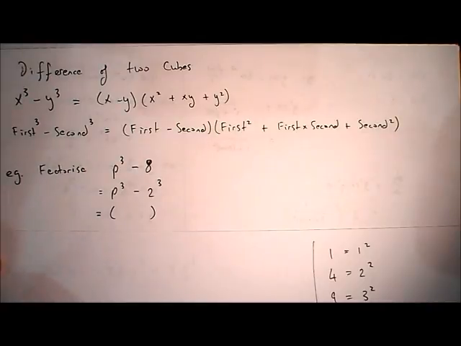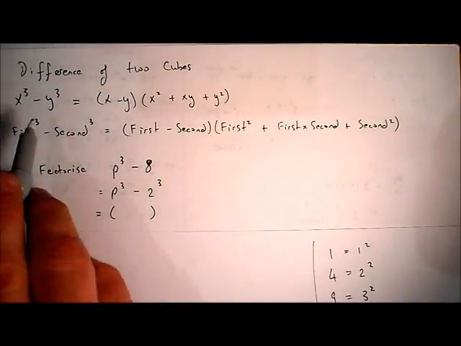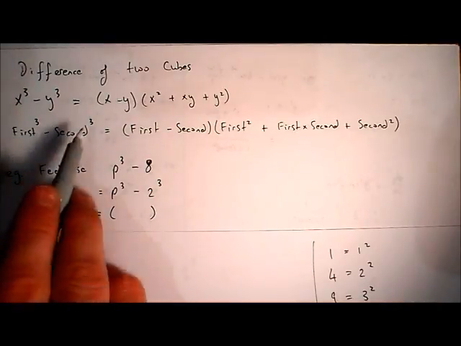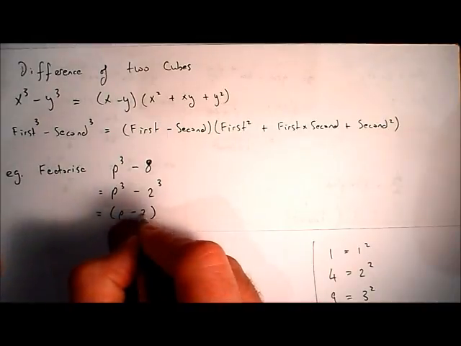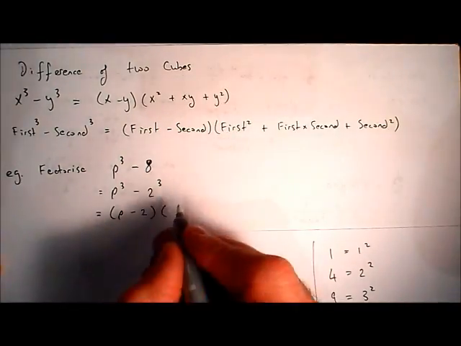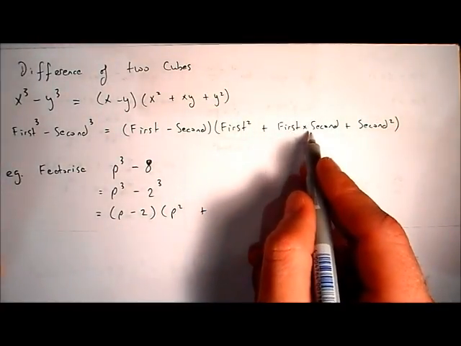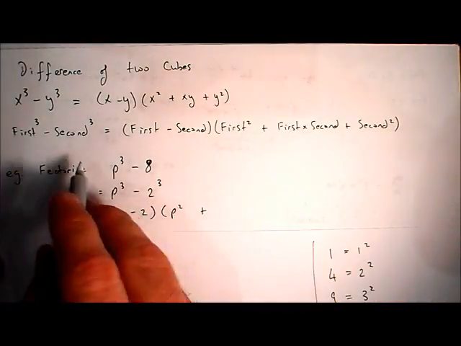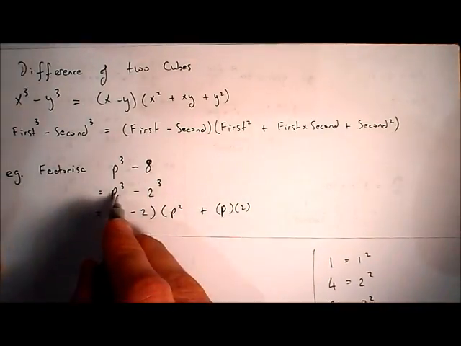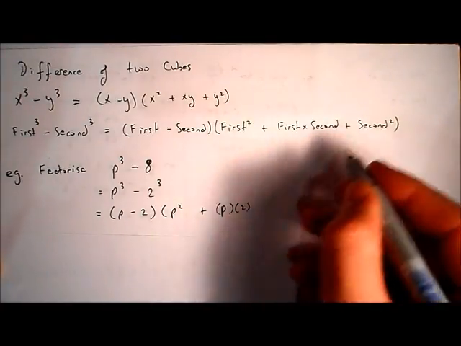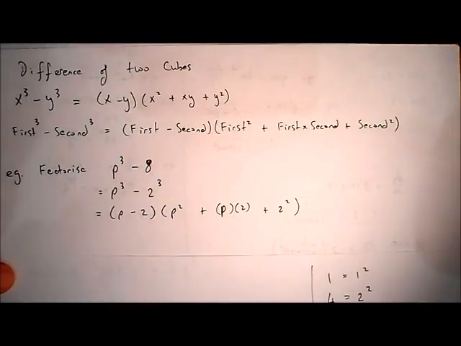So the first is p and the second is 2. In order to factorize it, the first cubed minus the second cubed is the first minus the second, so it's p minus 2, multiplied by the first squared, so p squared, plus this bit here says the first multiplied by the second, so p multiplied by 2, and then plus the second squared, so plus 2 squared. And that's it. I can tidy it up a little bit.